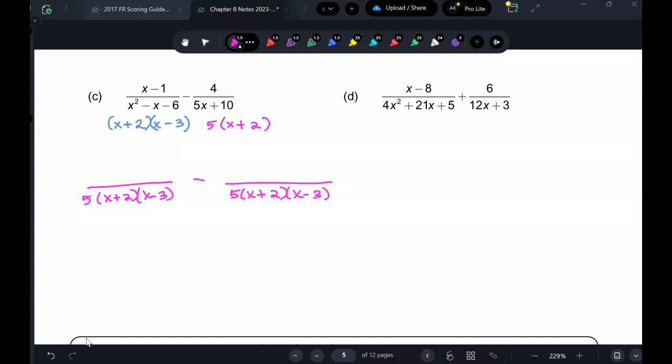All right, so do we agree with this for our common denominator? All right. What do we have to multiply the numerator and denominator by in the first one? What are we missing?